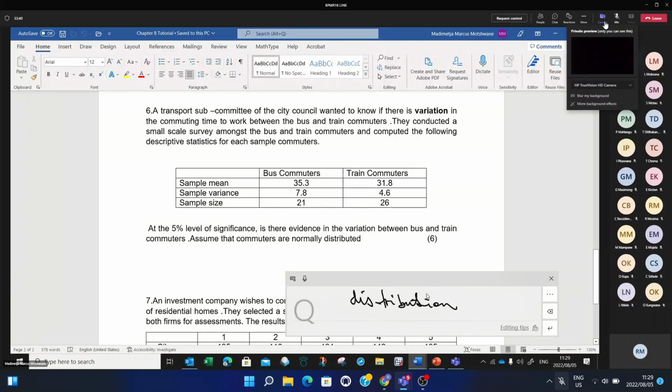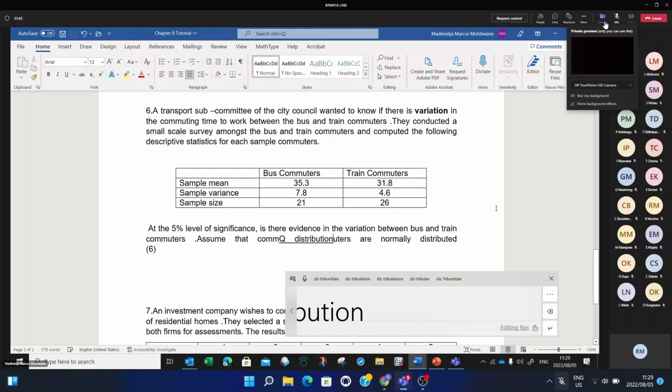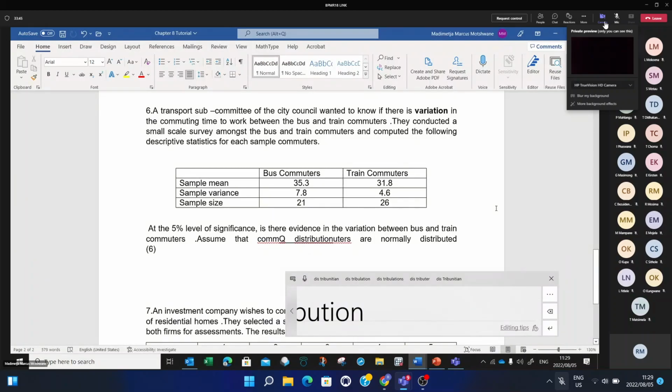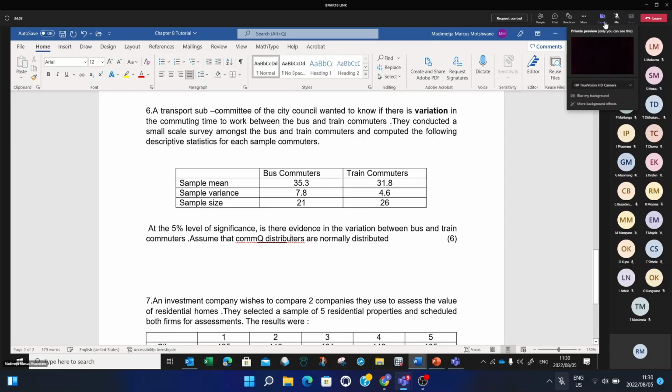Please give it a try. Let's see how much you'll get. For 6 marks, this should take you less than 5 minutes. Please give it a try. Five minutes.